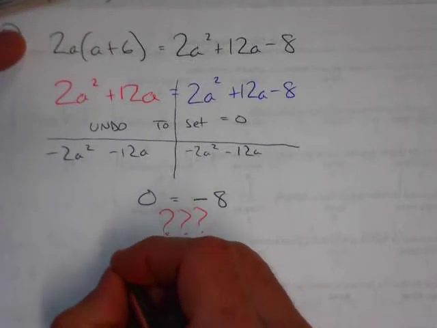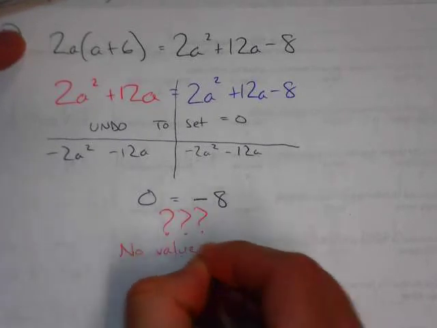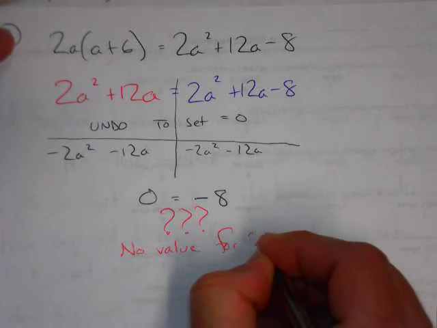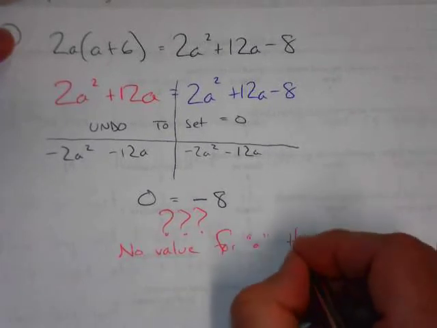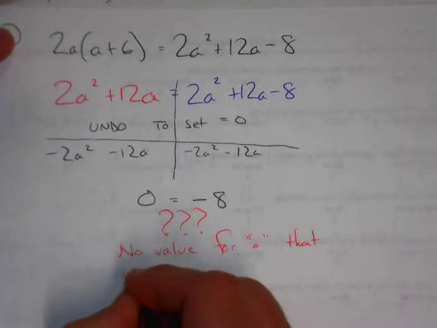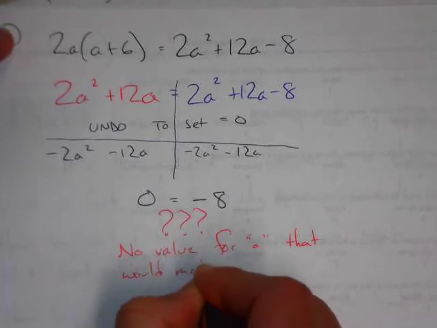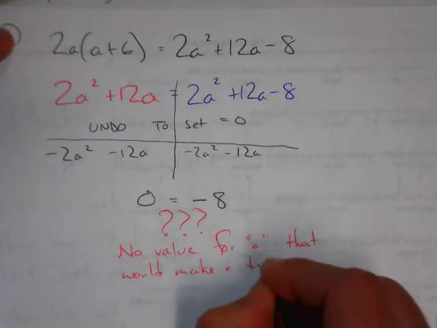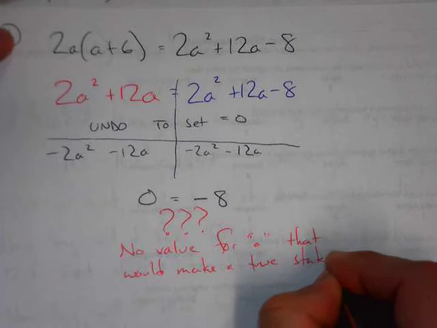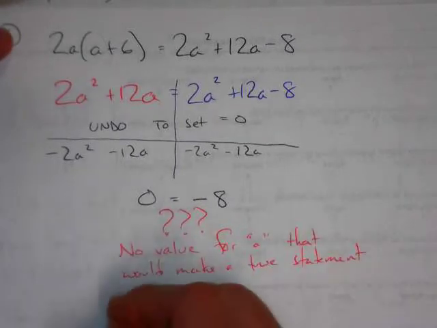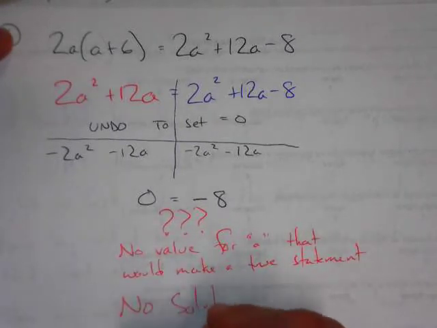That means there's no value for the variable. In this case, the variable is a. There's no value for a that would make a true statement. Right? So what does that mean? No solutions. There's no value for a that would make a true statement. That means there are no solutions.